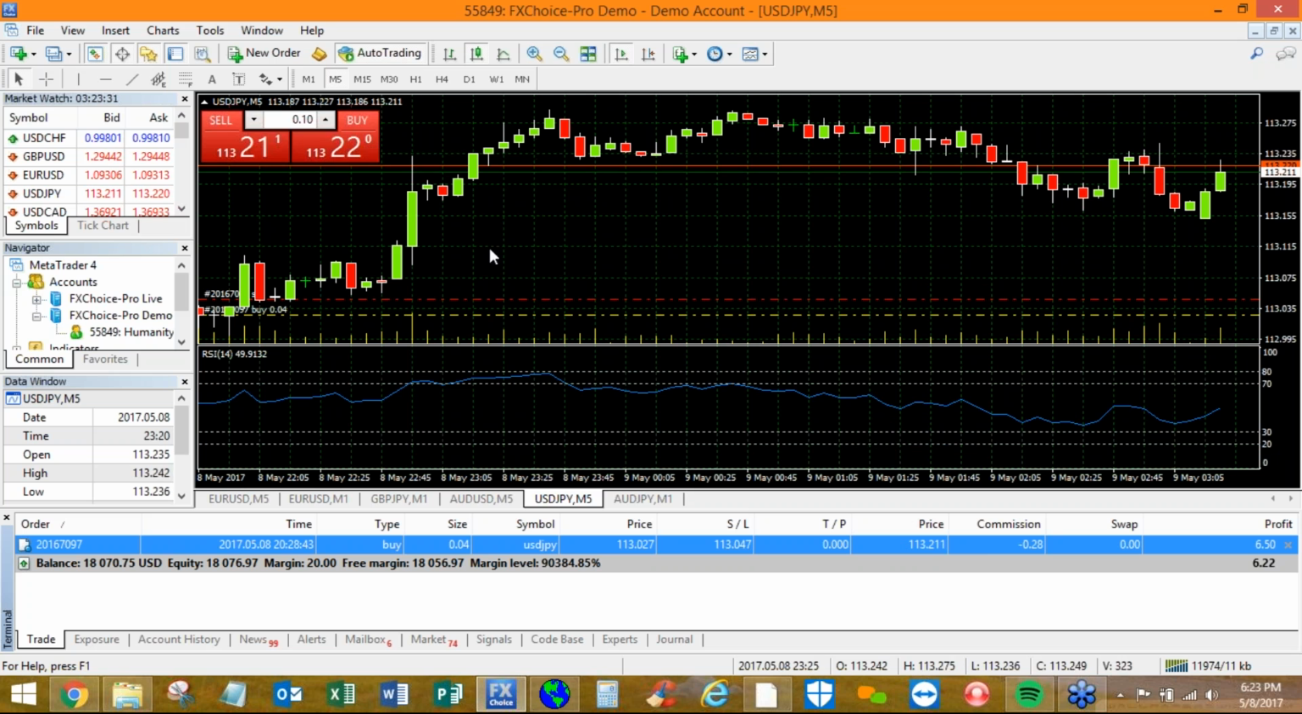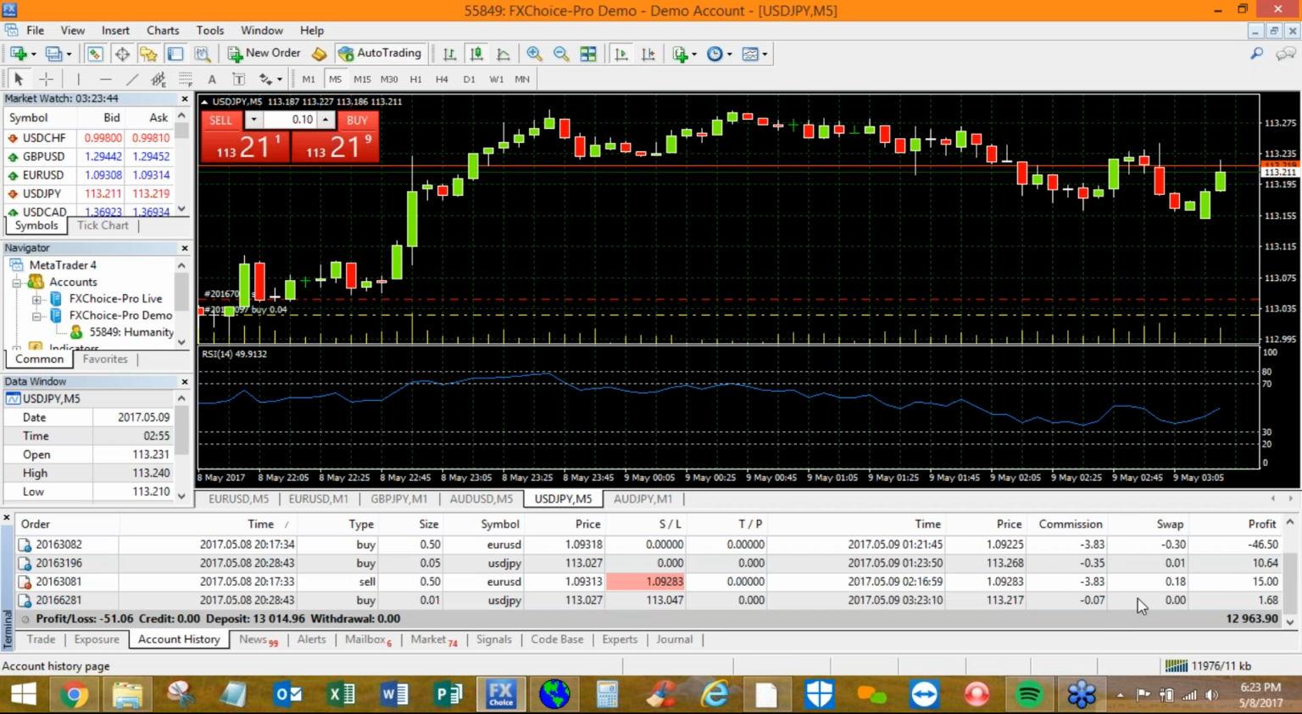So if you are up and you want part of the profit to be taken, in this example I was up 20 pips. Let's go to the account history, right there. I was right here. The price that I got in was my stop loss, and the price that I closed out, I was about 19 pips up. With that 19 pips, I closed the 0.01 lot size.